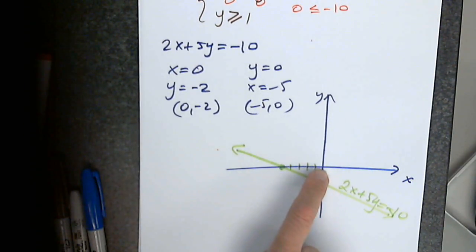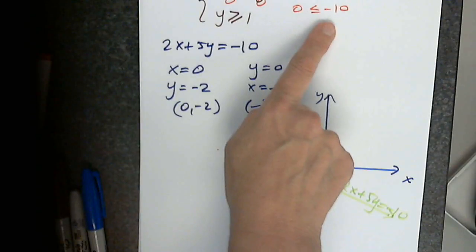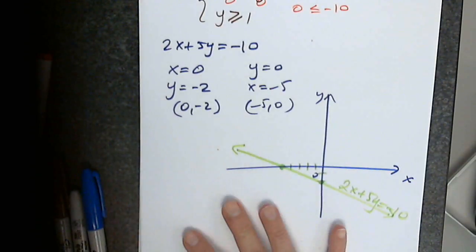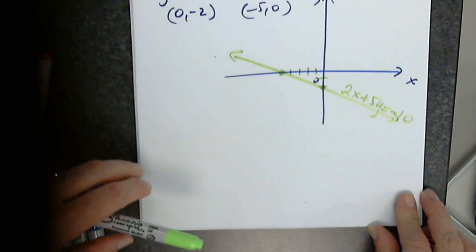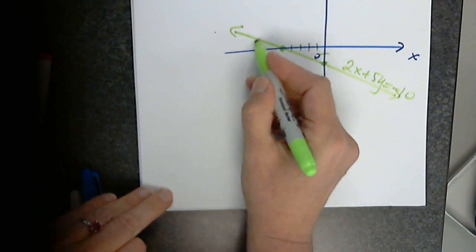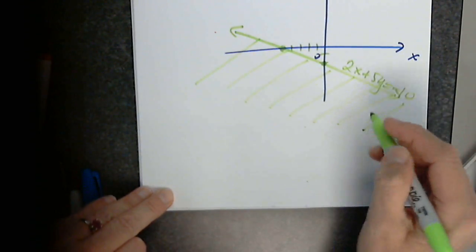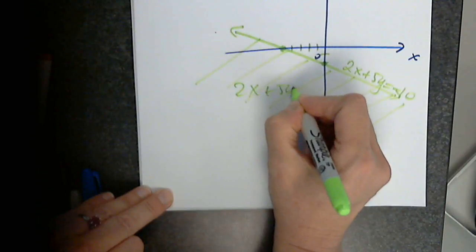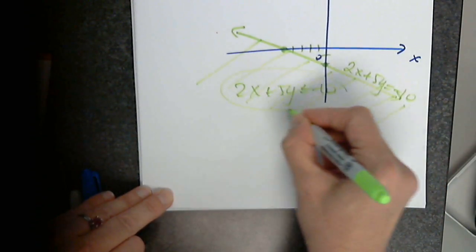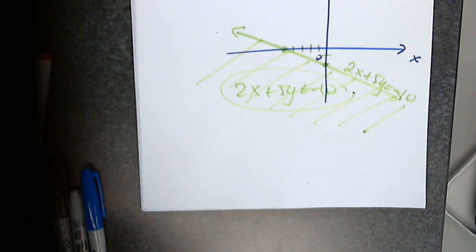So I picked 0, 0, which is above. Does 0, 0 verify the inequality? No, it does not. 0 is not less than or equal to negative 10. Therefore, I have to pick the below. And this is 2x plus 5y less than or equal to negative 10. Are we in agreement with that?